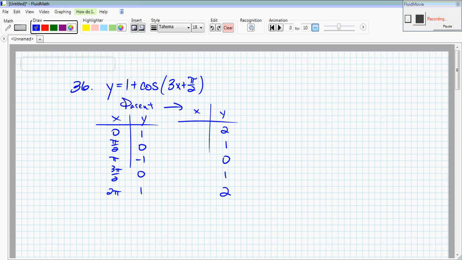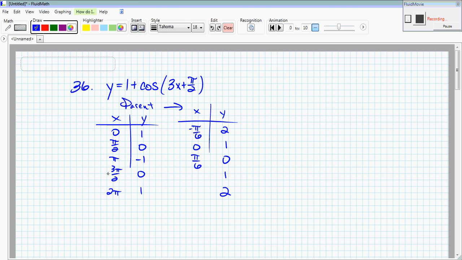In terms of the x, the first way we'll do it, again, we're actually going to subtract pi over 2, and then we're going to divide by 3. So we're going to subtract pi over 2, gives us a negative pi over 2 divided by 3 is a negative pi over 6. We have pi over 2 minus pi over 2 is 0 divided by 3 is 0. Then we have pi minus pi over 2 is pi over 2 divided by 3 is pi over 6.